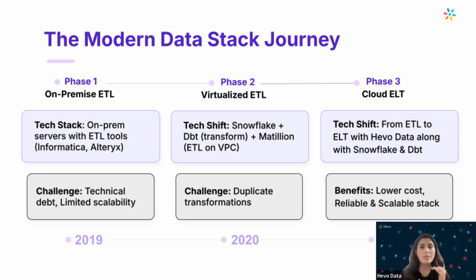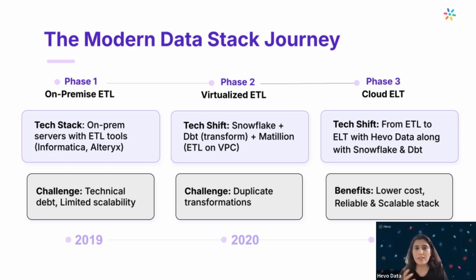So once this conversation started happening, they started moving in the direction of a virtualized ETL, which was a tech stack shift that happened. So they went on to Snowflake, dbt, Matillion, ETL on VPC, right? That's how they moved away from their on-prem to a semi on-prem plus hybrid kind of infrastructure. But while they were doing all of this, they realized there was a lot of duplication of effort happening. There was a lot of duplication of transformations also happening. So this was their 2020 era, when they were evaluating, when they were with Matillion.